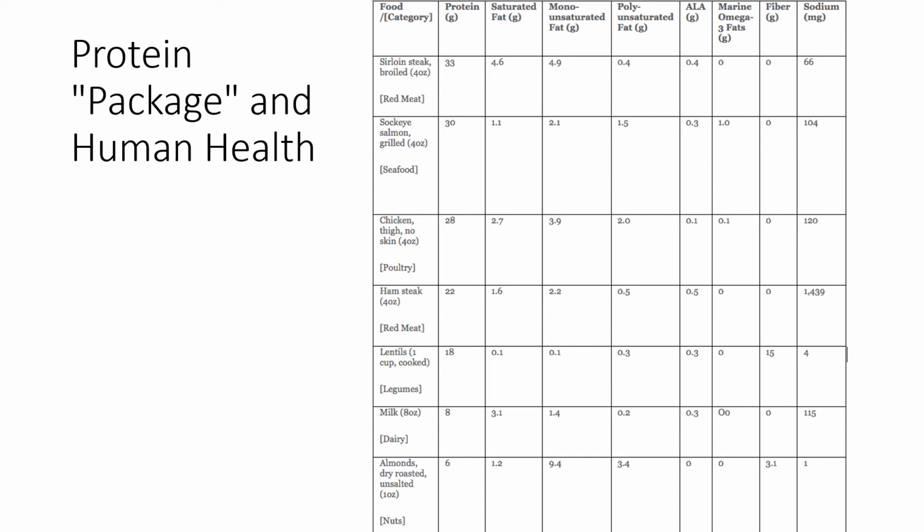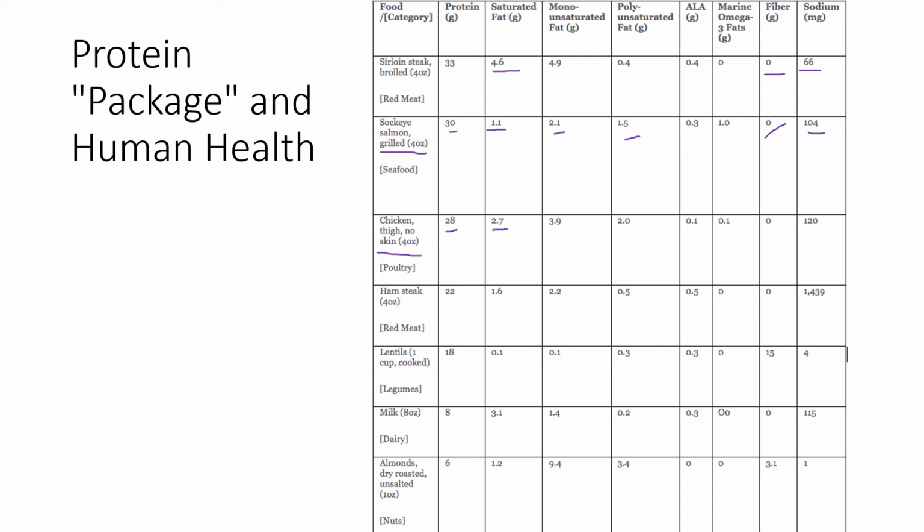We can look through this kind of quickly, but in a steak, for example, 4 ounces, you'll get 33 grams of protein. You're going to get some saturated fat. You'll get some monounsaturated, some polyunsaturated, no omega-3, no fiber, and you'll get 66 milligrams of sodium. In the salmon, 4 ounces, slightly less protein, but still quite a bit. Very little saturated fat, some monounsaturated, some polyunsaturated, no fiber, pretty high sodium. Chicken, 4 ounces, still pretty high protein. And this is thigh, no skin.